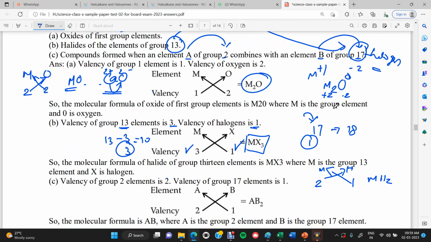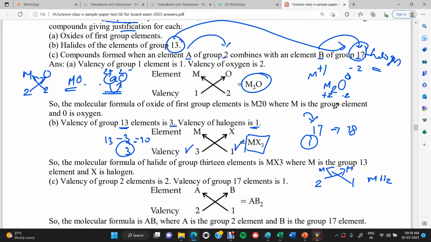Have a look here. The valency of group 2 element is 2, the valency of group 17 is 1. So we are crisscrossing that, and we are getting AB2. That is what I have done as MH2. M for metal, H for halogen.